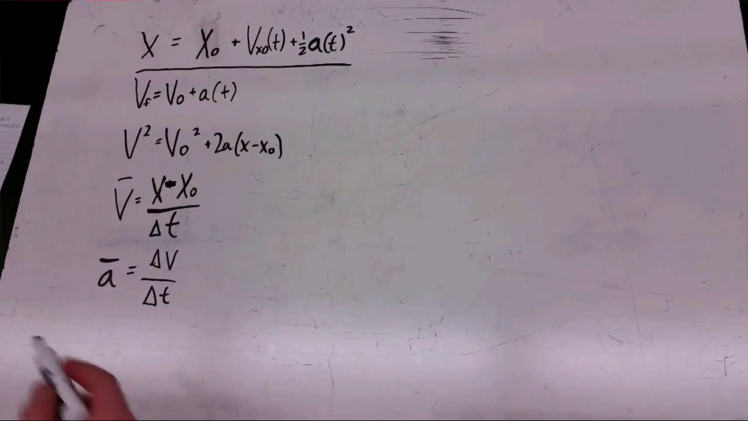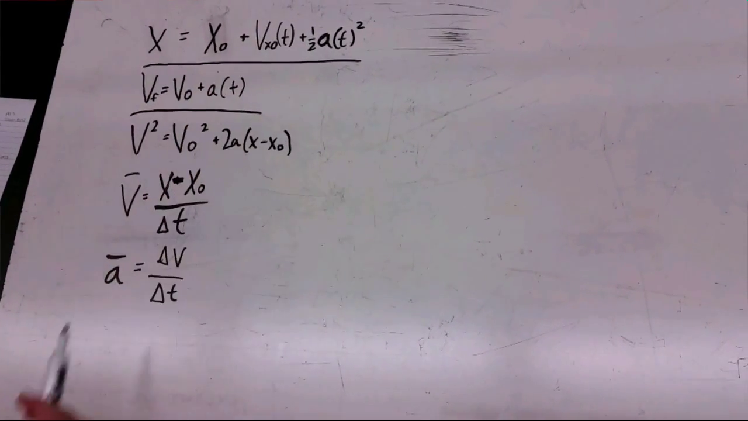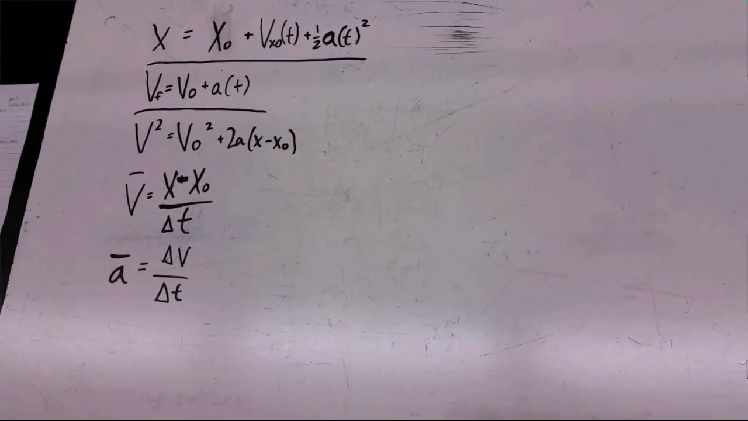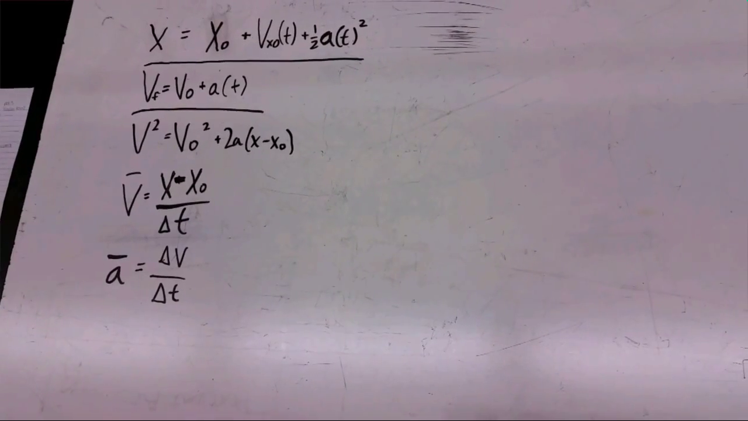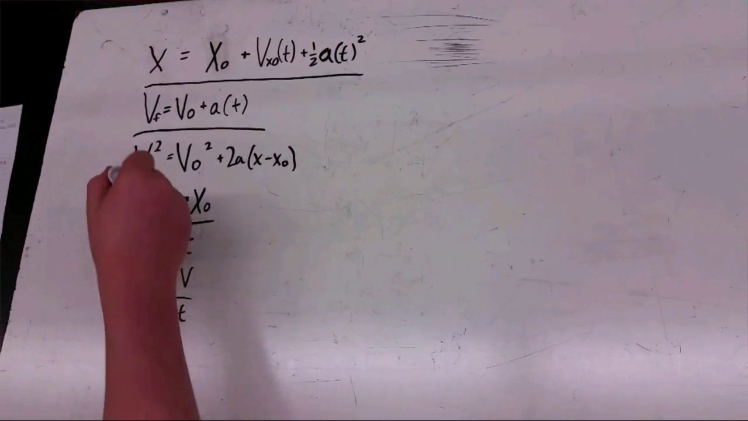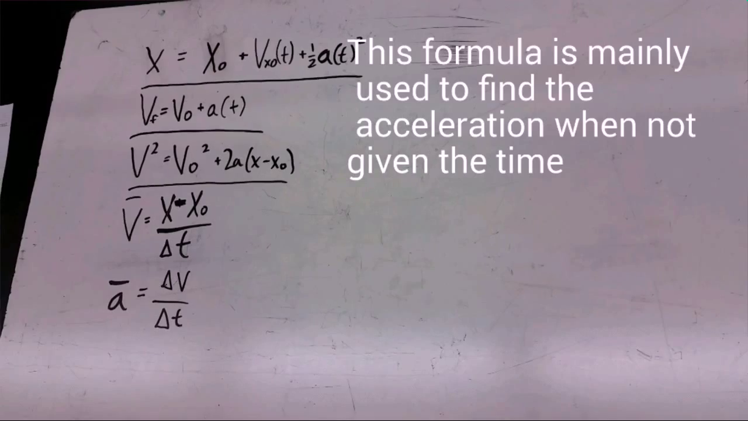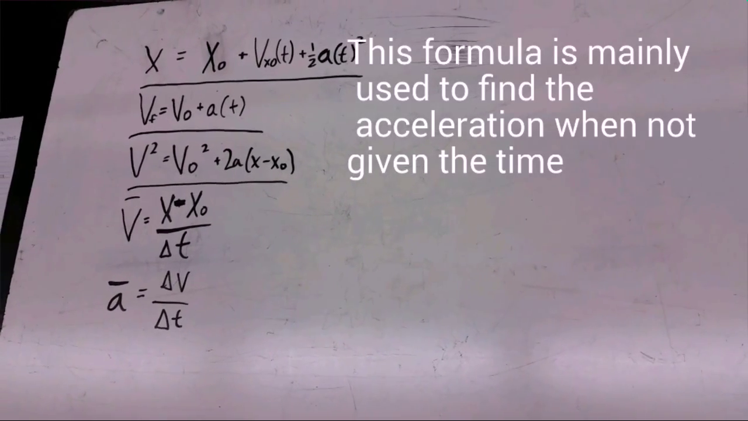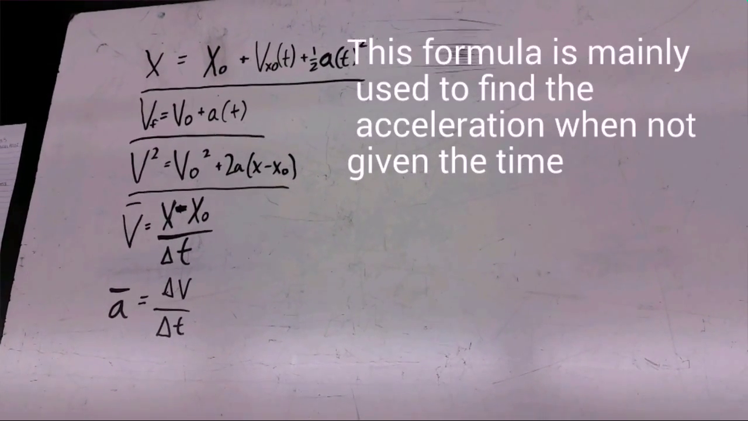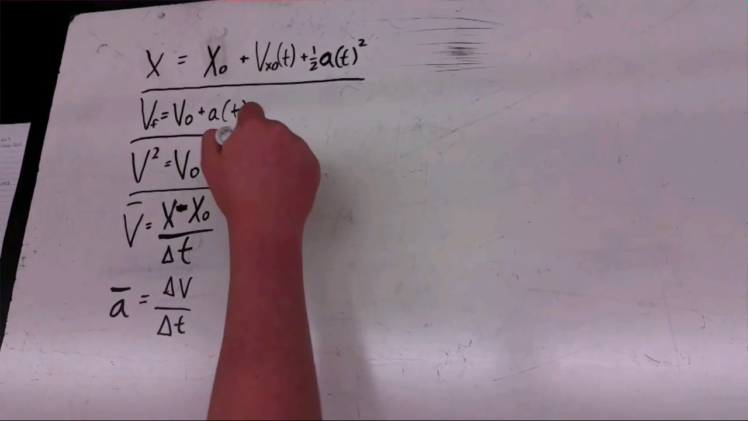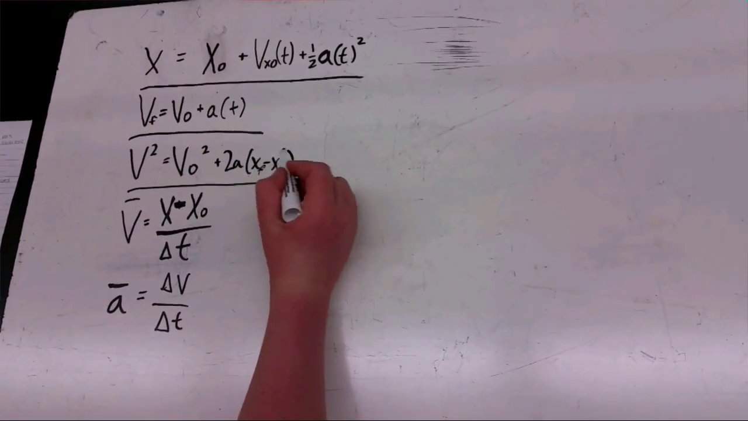The second formula we have is to find the final velocity. So you just take the original velocity and add it to the acceleration times the time. The third we have is the velocity squared, which is equal to the original velocity squared plus 2 times the acceleration times the change in distance, which is x final minus x original.